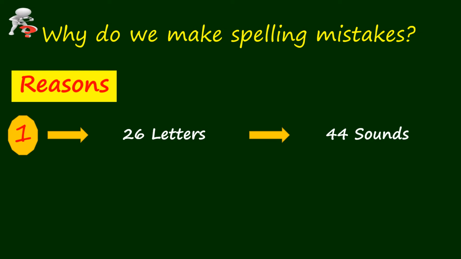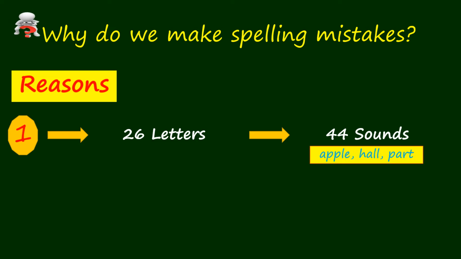If we talk about the first letter itself, that is A, have a look at these words. Let us read them. The first one is apple. What is the sound of A here? A. Second, hall. O. And in the third one, part. A. So A itself is giving 3 different sounds. It is very confusing, and because of this we get confused when we are writing these words and we tend to make spelling mistakes.